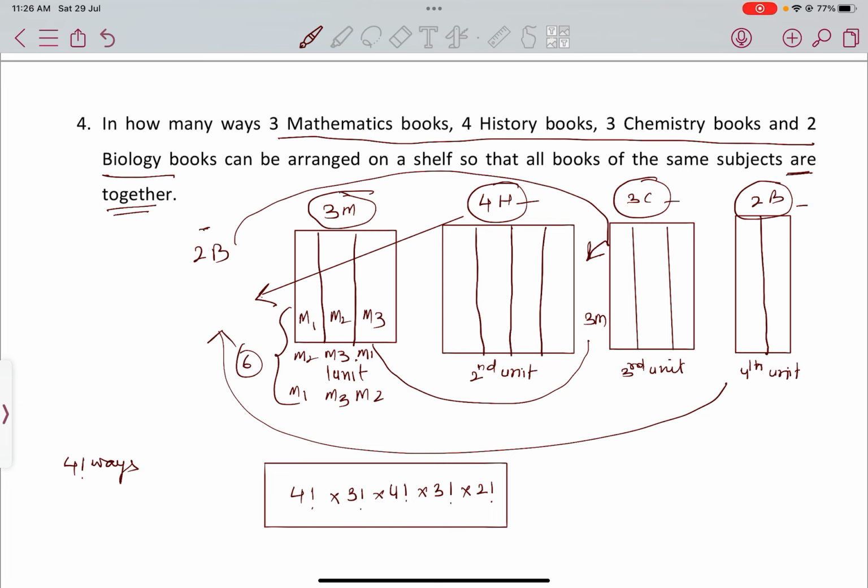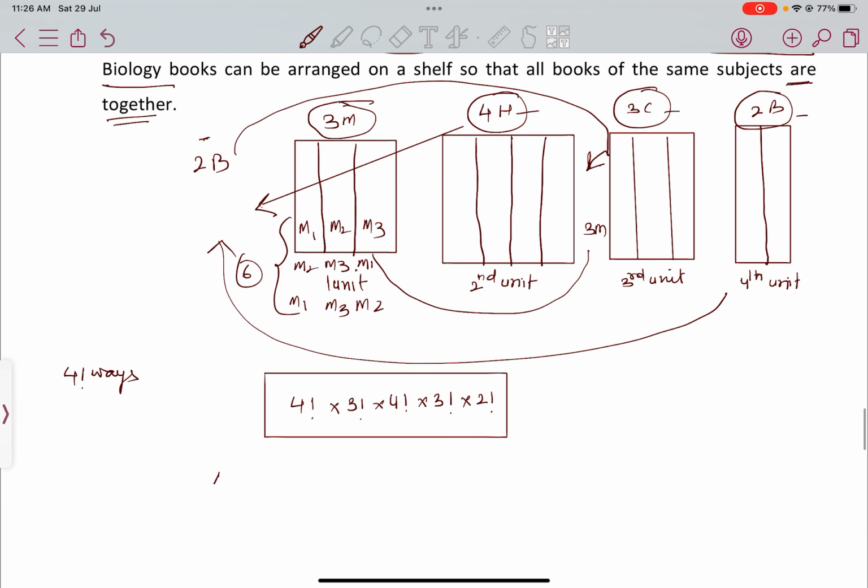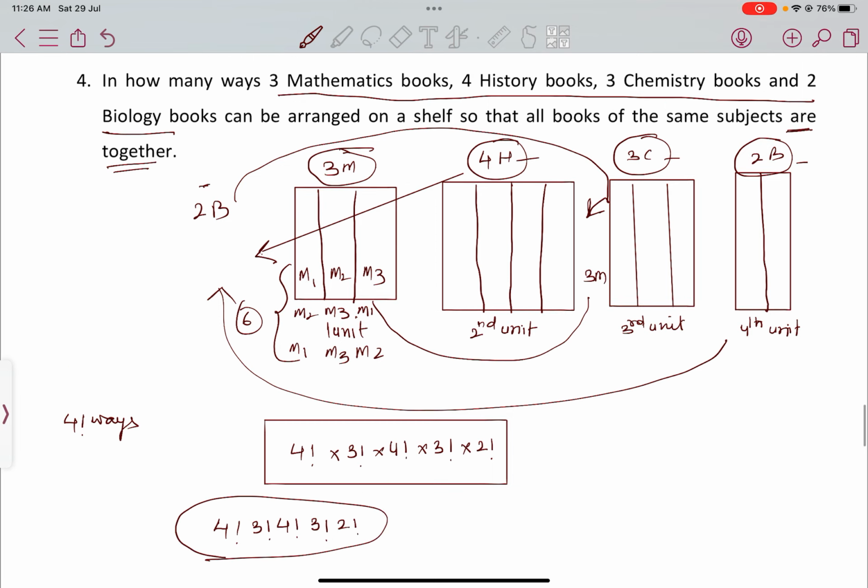So considering all subject books as single units, there are 4 units because these books are of 4 subjects, so they can be arranged in 4 factorial ways. After arrangement, 3 mathematics books can be arranged in 3 factorial ways, 4 history books in 4 factorial ways, 3 chemistry books in 3 factorial ways, and 2 biology books in 2 factorial ways. So this is the solution of this type of question.